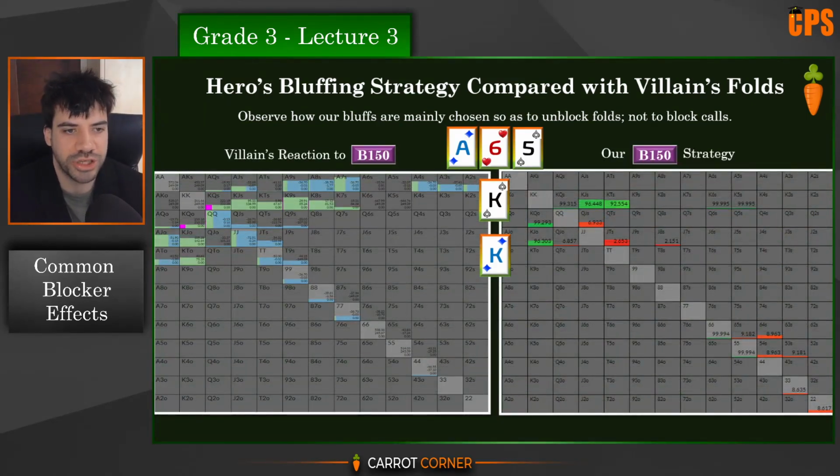We have villain's reaction to the B150 on the river on the left here. Remember, this is a probe bet from big blind after check, check, check, check. Makes sense to build this sizing, because if you are going to have a king here, you're going to want to bet really big. If you've slow played a boat, you're going to want to bet really big. Or slow played a set that became a boat, I should say. And our B150 strategy as big blind is going to be really related to what under the gun is folding.